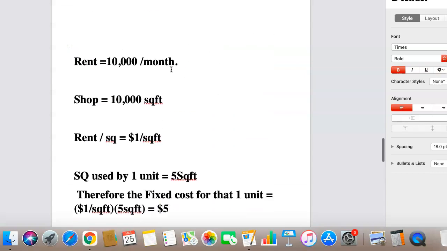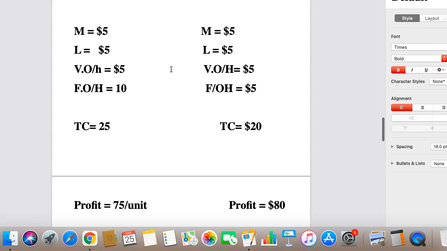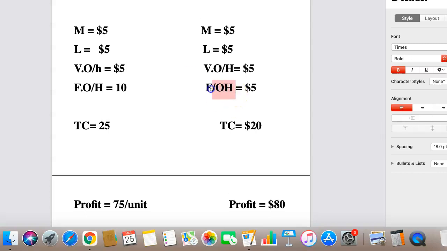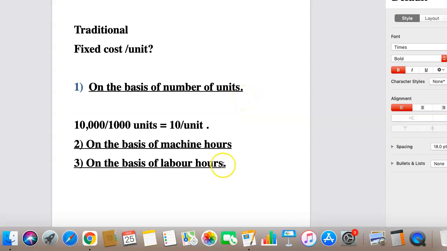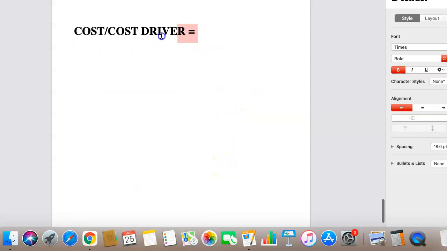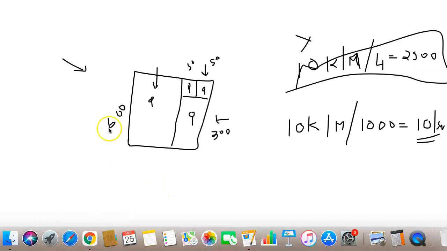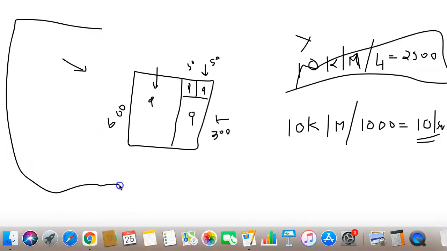But how is activity-based costing different? When you're calculating or absorbing the fixed overhead per unit, you're being more fair, you're dividing the cost not just randomly by the number of units or machine hours or labor hours, but by the cost driver, so that the cost that you're giving per unit is more appropriate. And I hope you understand what I mean by that when you remember this example, right?